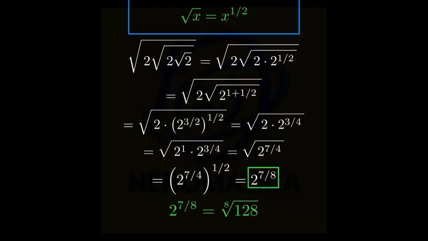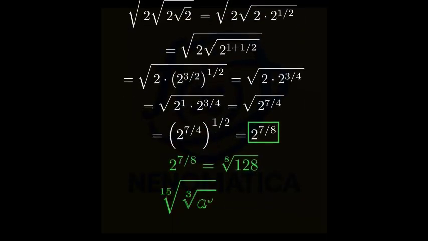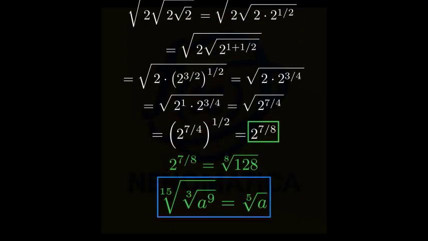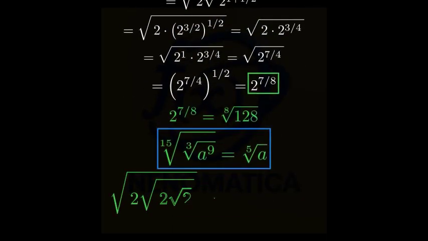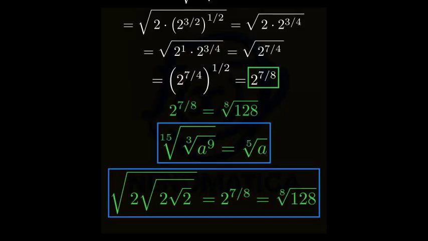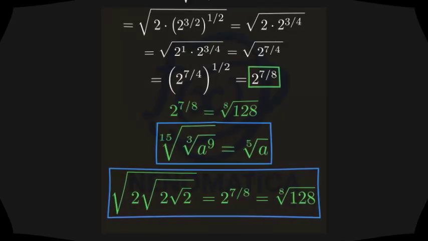Therefore, our final simplified results are the 15th root of the cube root of A to the 9th equals the 5th root of A, and the square root of 2 times the square root of 2 times the square root of 2 equals 2 to the 7/8, which is also the 8th root of 128.